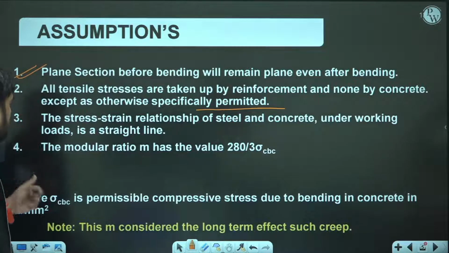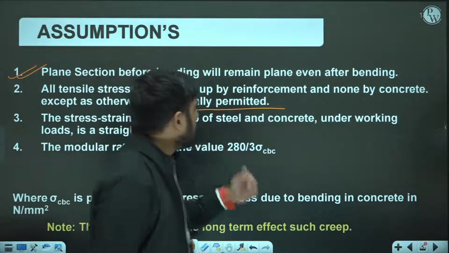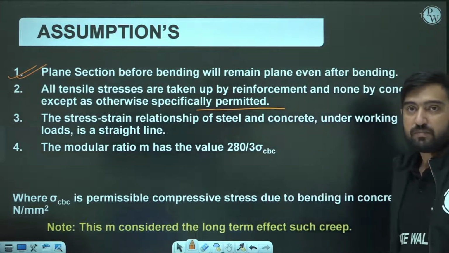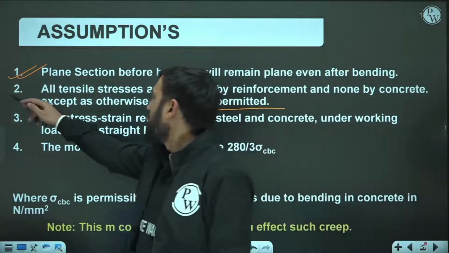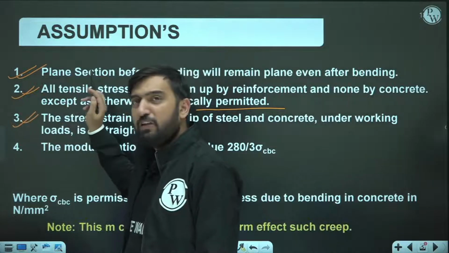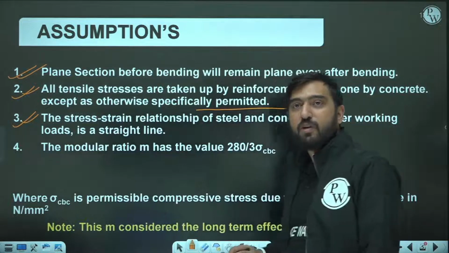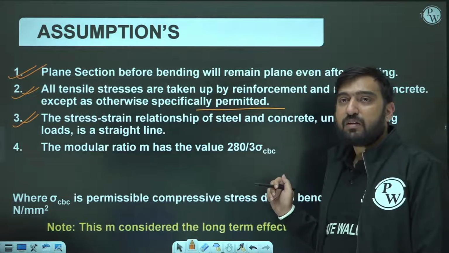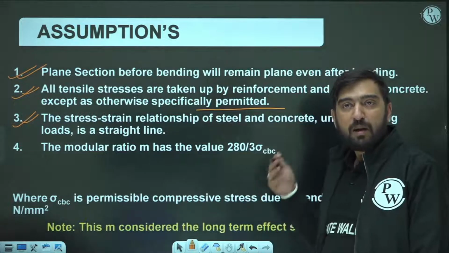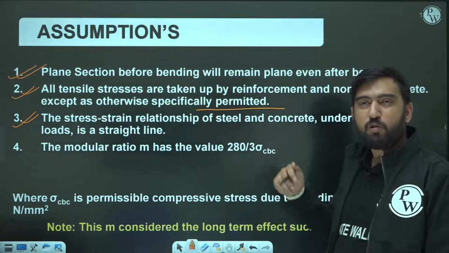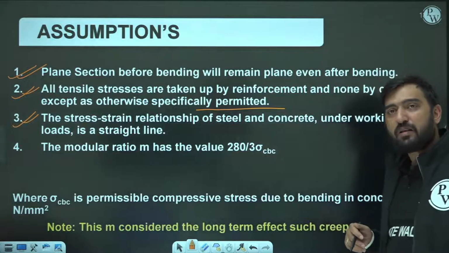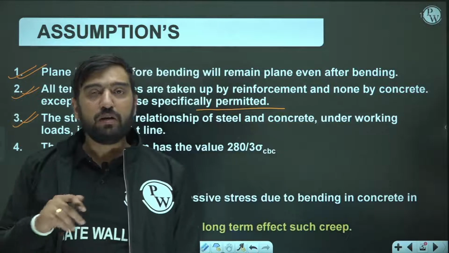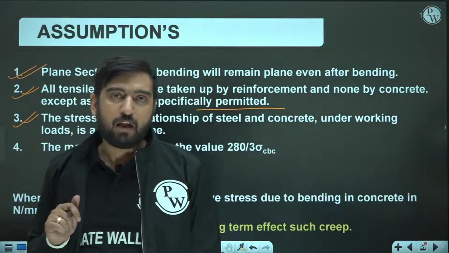The next assumption is that the stress-strain relationship of steel and concrete under working conditions is linear. This assumption makes our life very easy in WSM. The same assumption was not holding good in LSM, where the stress-strain curve of concrete was parabolic and then rectangular, due to which many complications occurred. But here the stress-strain relationship is linear, so you need not worry much. Are you getting it or not?